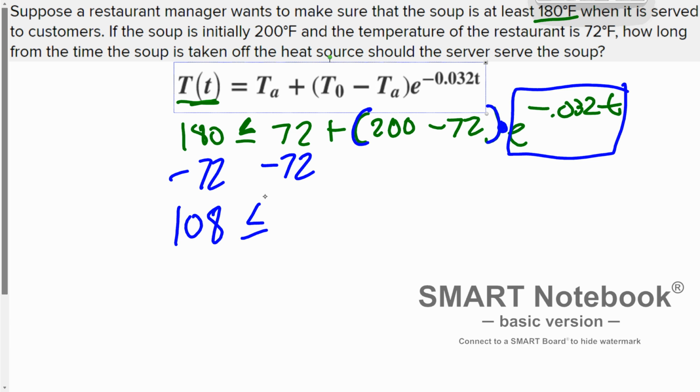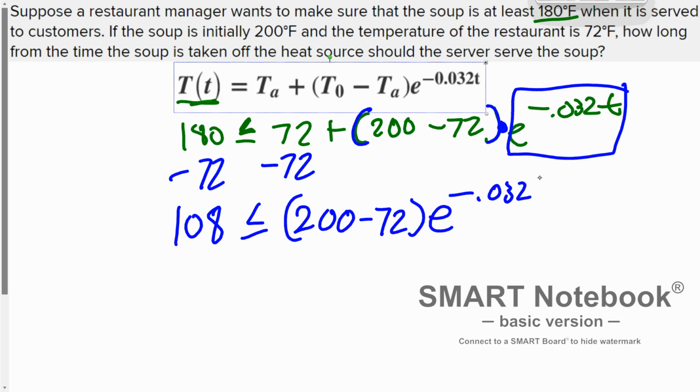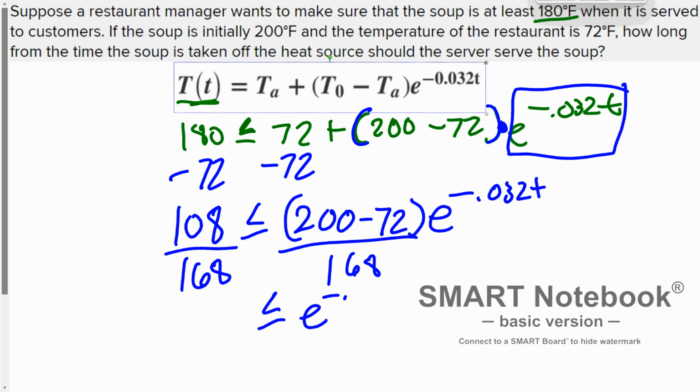And we can treat this as an equal sign for now. This is being multiplied, correct, by e. So that means we need to get rid of it by dividing. We can actually just perform that operation, right? So that's 100 and what? 68. So divide by 168. And again, we can perform that operation. So e to the negative 0.03 times t, whatever this is. And this is actually 128, correct?